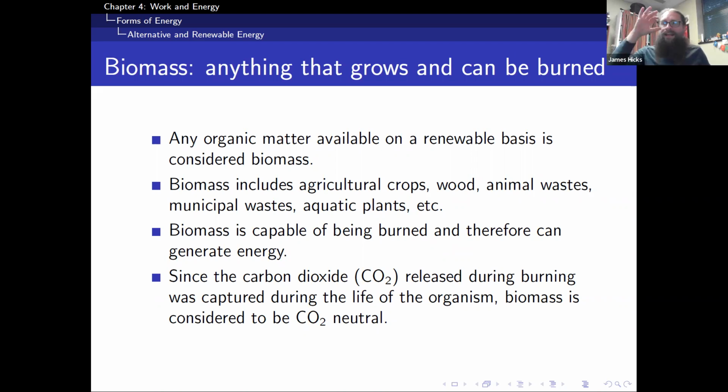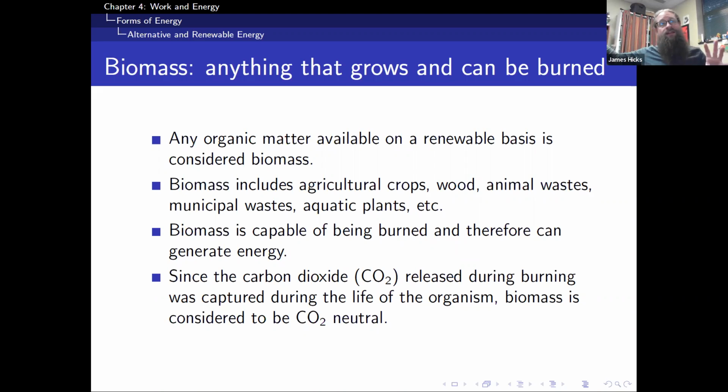And one of the pros to biomass is that it's considered to be CO2 neutral, in that when the thing grew and lived, it consumed carbon dioxide as part of that life cycle. So when you burn it, you're releasing back into the atmosphere carbon dioxide that it had already taken out. And in that sense, it's not releasing any extra carbon dioxide into the atmosphere, which fossil fuels do.